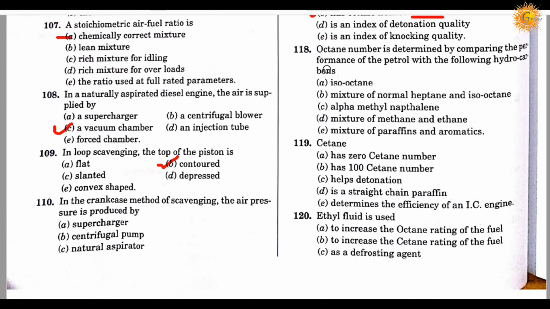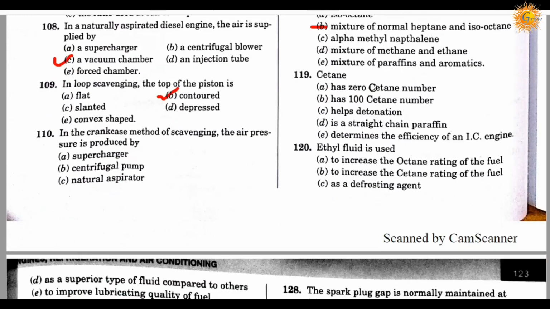Question number 118. Octane number is determined by comparing the performance of petrol with the following hydrocarbons. Option A, isooctane, option B, mixture of normal heptane and isooctane, option C, alpha methyl naphthalene, option D, mixture of methane and ethane, option E, mixture of paraffins and aromatics. So the correct answer is B. It will be a mixture of normal heptane and isooctane.